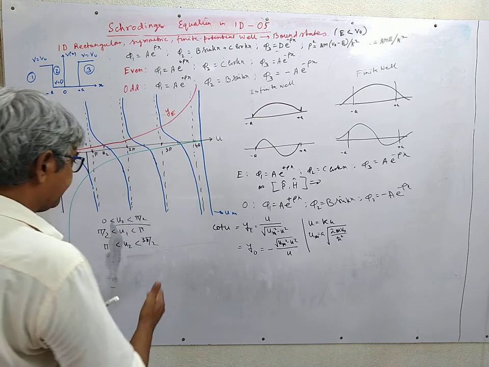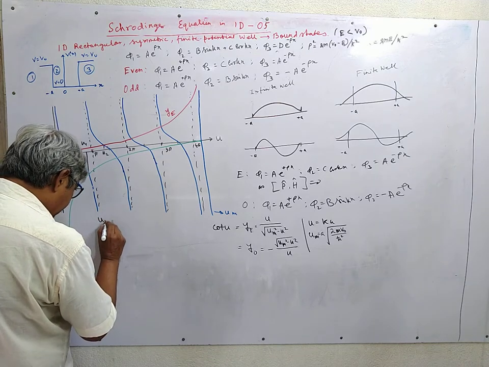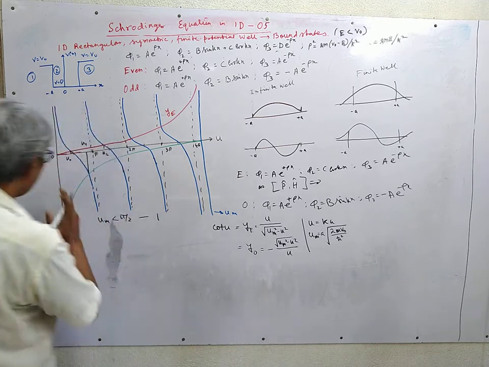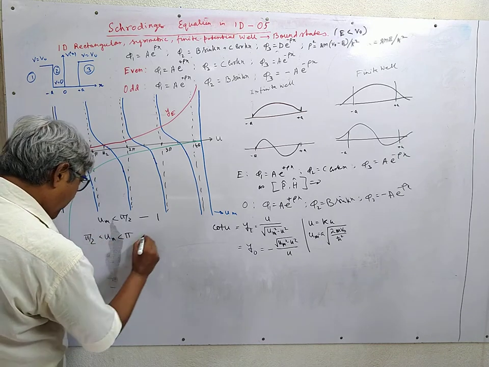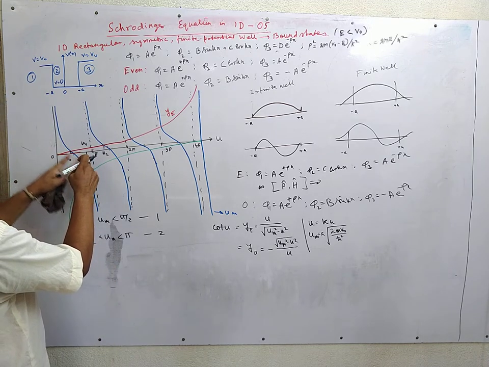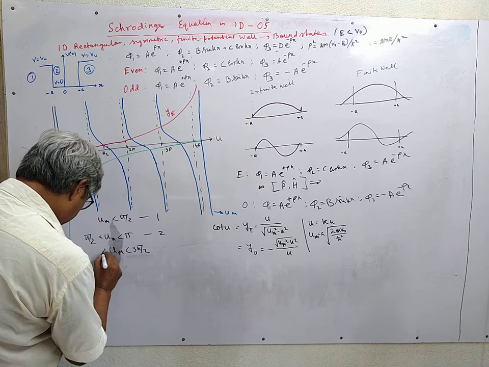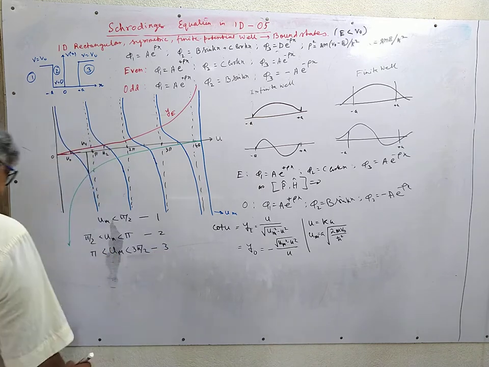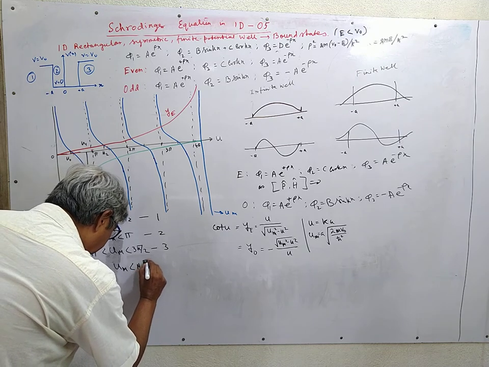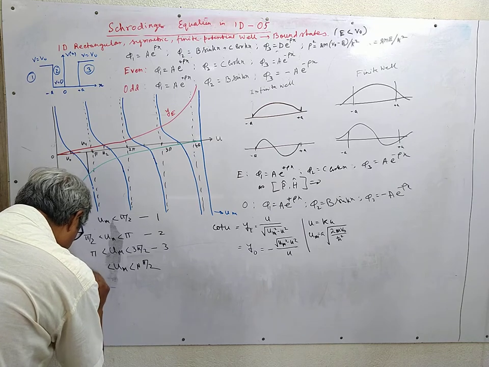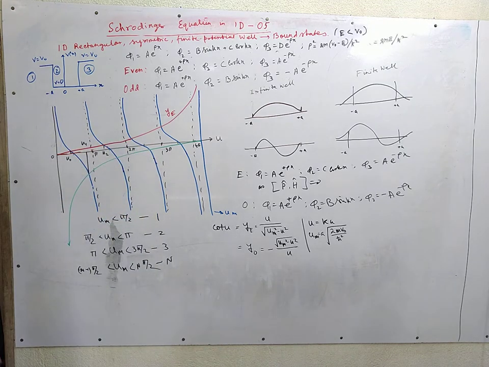Now, if we consider how many bound states there are for a value of u0: if u0 is less than pi by 2, the number of bound states is 1, and if u0 lies between pi by 2 and pi, there are two bound states. If u0 lies between pi and 3 pi by 2, there will be 3 bound states. Continuing in this fashion, if u0 happens to lie between (n minus 1) pi by 2 and n pi by 2, there will be exactly n bound states. So this denotes the number of bound states.